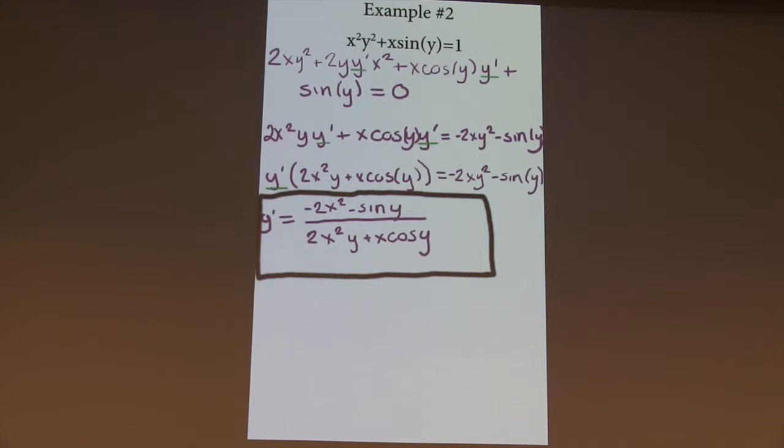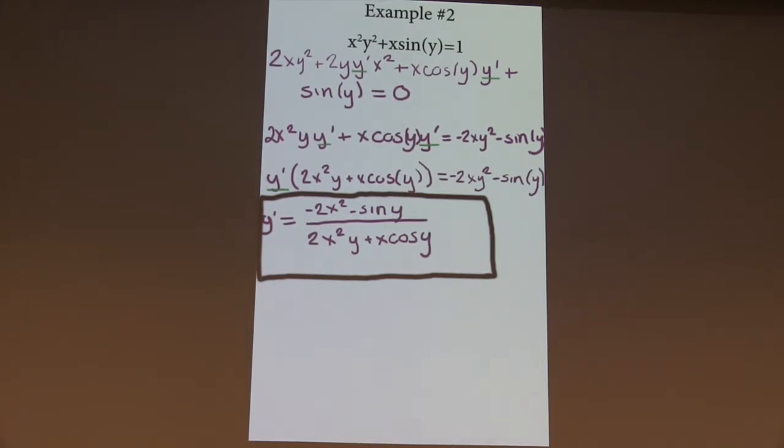For this next example, we use implicit differentiation with product rule and trigonometric differentiation. Again, derive both sides of the equation. Remember that numbers just derive to 0. For the left side of the equation, use the product rule. Then take all of the expressions with y prime to one side of the equation, and again isolate y prime through factoring. After dividing both sides of the equation by 2x squared y plus x cosine y, we'll have the answer of y prime.